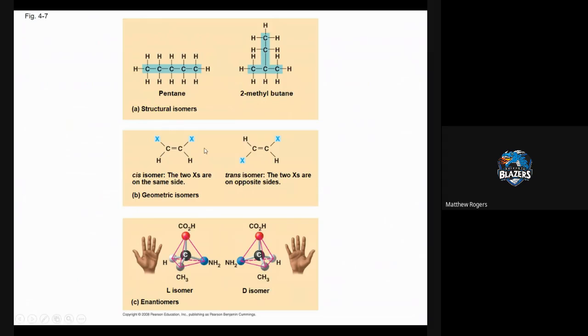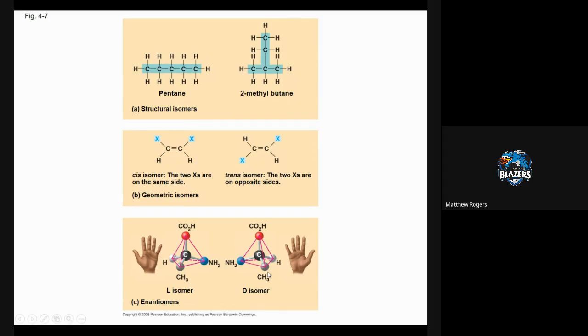Structural, this is cis and trans. Cis means same side. Okay, it means same side. Trans means opposite side. Obviously, these words have different meanings now in our common culture, but yeah, cis, same side, trans, different side. And then this is the mirror images, the enantiomers, left-handed, right-handed.